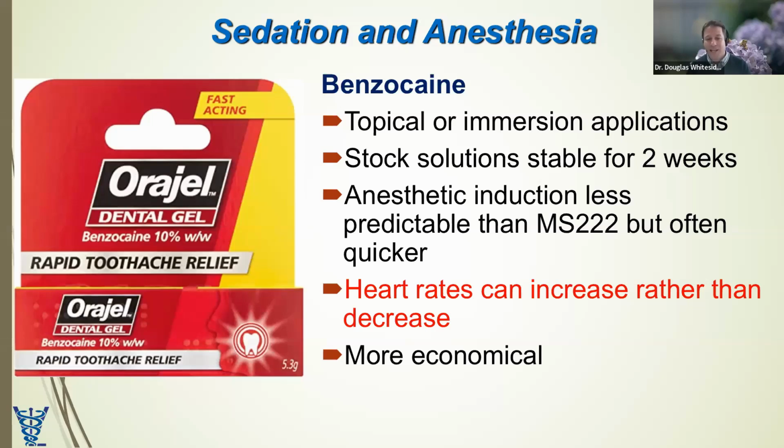One of the interesting things compared to most of the other anesthetic drugs that we use in our amphibian species is the heart rates actually can increase rather than decrease when we use benzocaine, and no one really knows the reason for that, but it is something to be aware of. If you're trying to monitor surgical anesthesia and you think the animal is getting light because the heart rate has gone up compared to your baseline, it may actually just be the benzocaine as opposed to the animal getting light. And a lot of people like it because it is more economical than MS-222. It's less than half the price to do an anesthetic.